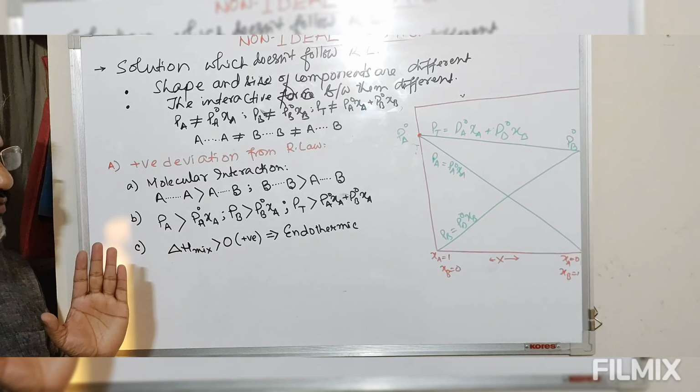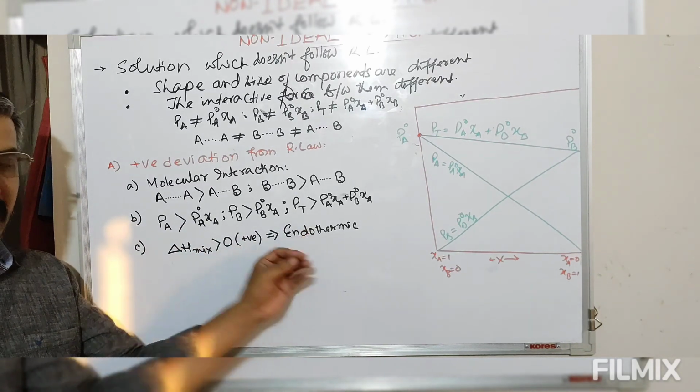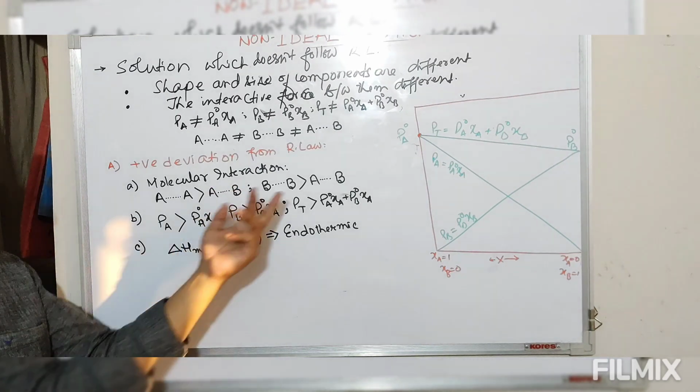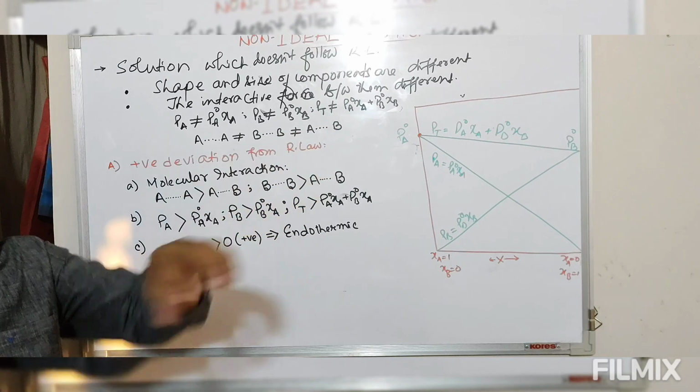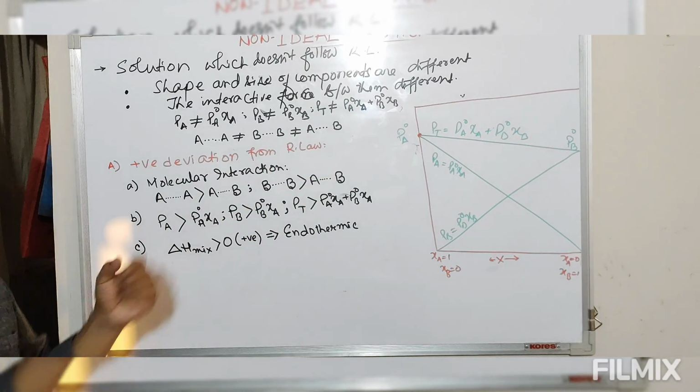Now look at this very carefully. Delta H mixing is positive, means endothermic. That means if we increase the temperature, the dissolution process, A and B solubility, will increase. That means now look at this. Suppose take this case.